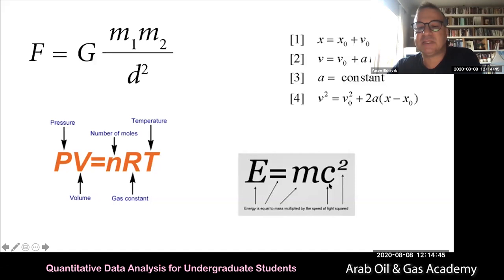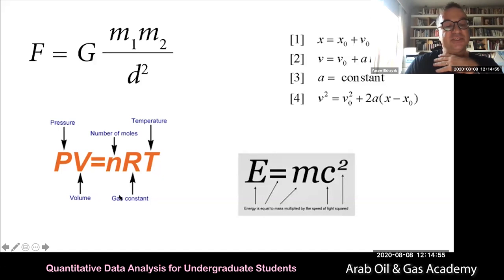This is the equation of the force of gravity between two objects. And this is the general equation for gases, the relationship between the pressure, the volume, the gas constant and the temperature. So this is an equation that will tell you what to expect as a volume if you have a pressure and a temperature for a certain gas, for example. Before having that equation, it was completely haphazard.